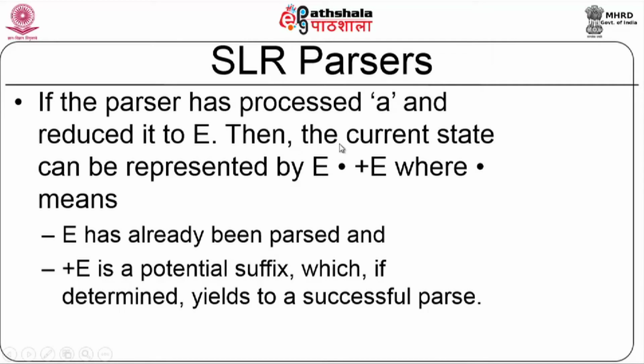So, you are looking at the same expression grammar and your string is now A plus B. Now, how the SLR parser works is what we have shown here, E dot plus E, where the dot means E has already been parsed, this E, okay, the first E has already been parsed, and plus E is a potential suffix which, if it is found, will yield a successful parse tree. So, that is what we are talking about as SLR parser.